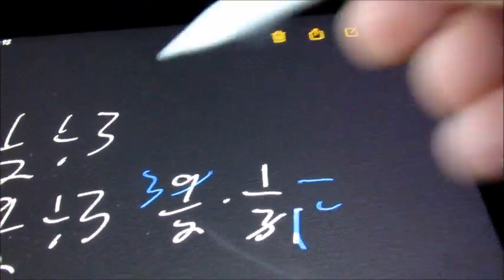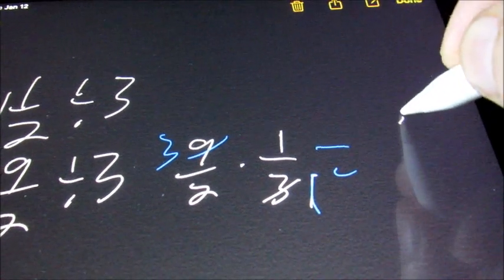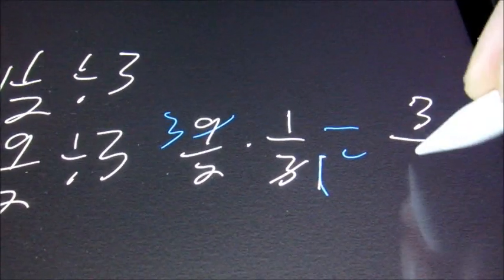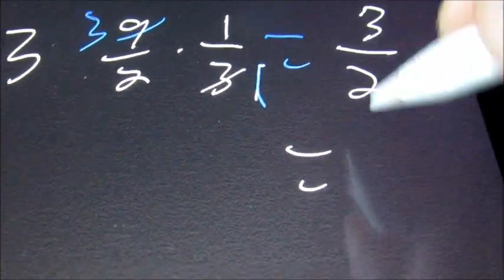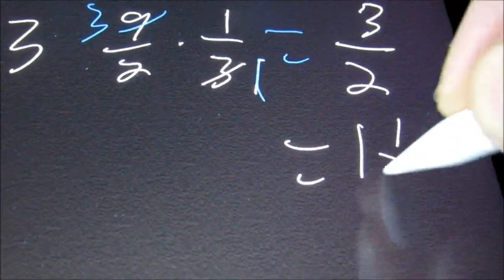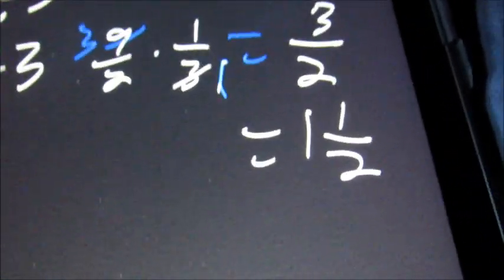So now when we multiply, 3 times 1 is 3. 2 times 1 is 2. Now we need to turn it into a mixed number. 2 goes into 3 one time with 1 remaining. And so it'll be 1 1/2.